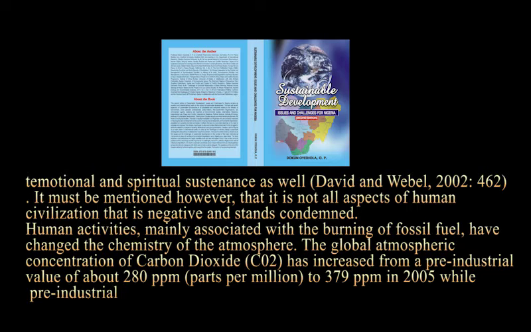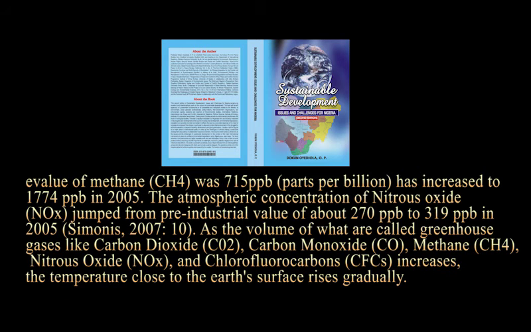It must be mentioned, however, that not all aspects of human civilization are negative and condemned. Human activities, mainly associated with the burning of fossil fuel, have changed the chemistry of the atmosphere. The global atmospheric concentration of carbon dioxide, CO2, has increased from a pre-industrial value of about 280 ppm, parts per million, to 379 ppm in 2005, while the pre-industrial value of methane, CH4, was 715 ppb, parts per billion, and has increased to 1774 ppb in 2005.